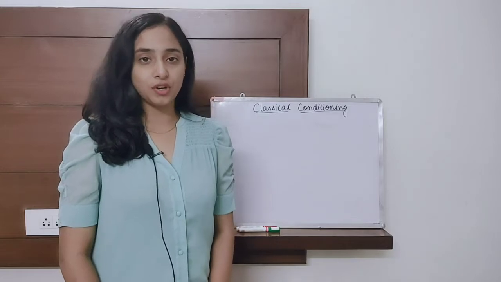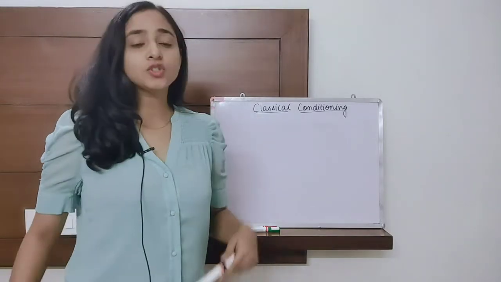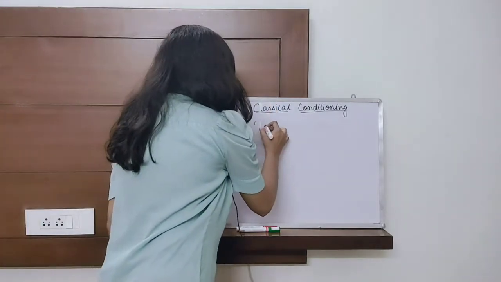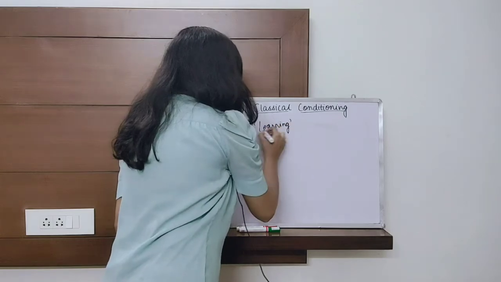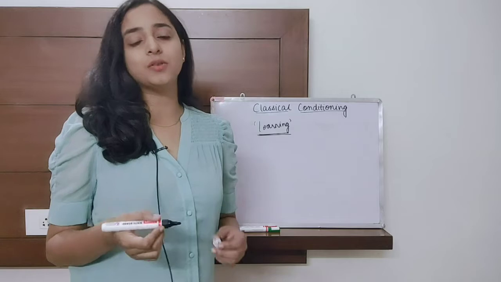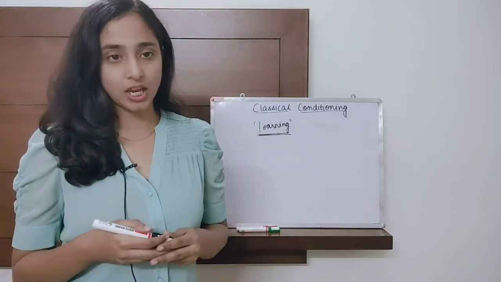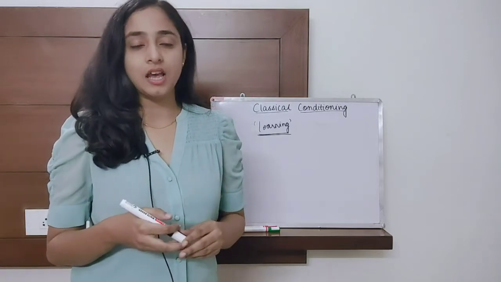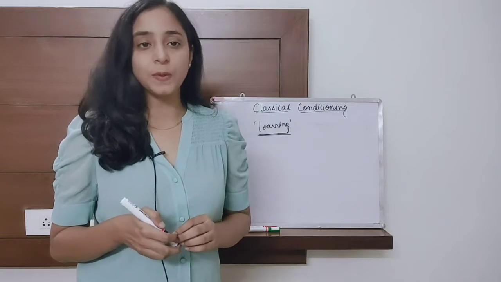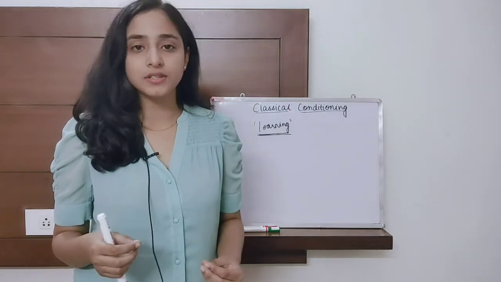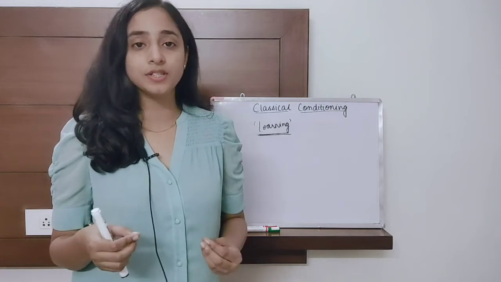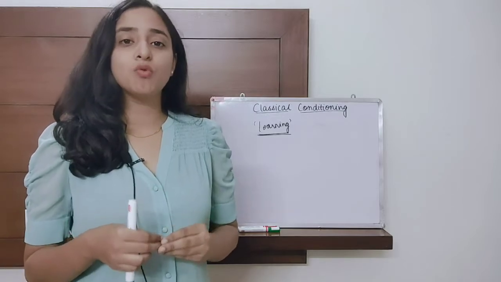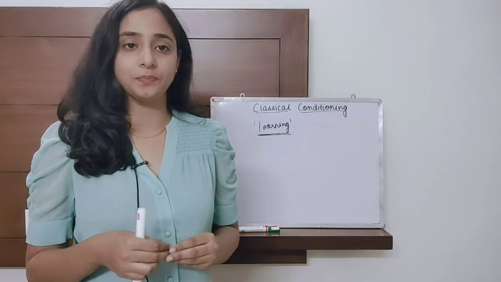So the topic for today's video is classical conditioning. Before we discuss what is classical conditioning, let us know what is learning. Learning is any permanent modification, any long-lasting change that occurs in our behavior either due to practice or due to experience. In our daily life, we learn a lot of things. We learn new behaviors, new responses, new concepts, new habits. All this happens either due to experience or due to practice. This is the most widely accepted definition of learning.